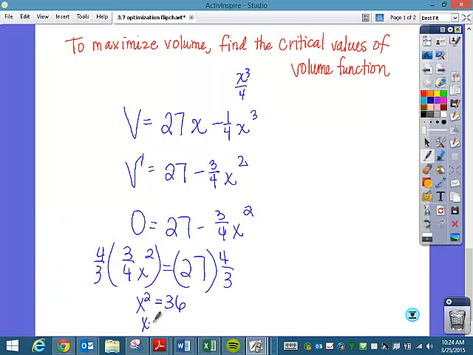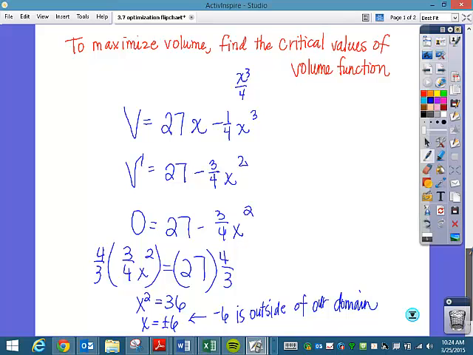So x is plus or minus 6. Remember, when you take the square root of a number, you have to do plus or minus. However, we set a reasonable domain earlier, and we said it doesn't make any sense for the side lengths of our box to be negative. So -6 is outside of our domain, and we don't need to worry about it. The only critical value we need to worry about is 6.